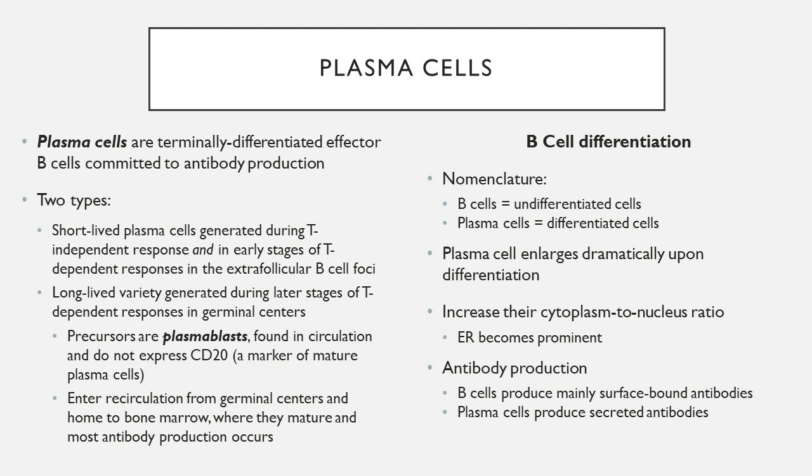One big change in plasma cells from B cells is that they enlarge dramatically upon differentiation. This is in part because there's a large cytoplasm to nucleus ratio, and the ER becomes more prominent, all for the factory portion of the B cells. This is what's necessary to produce antibodies. And that in itself is also a big difference between B cells and plasma cells. B cells make surface-bound antibodies, so they don't really secrete antibodies, and then plasma cells produce the secreted antibodies.